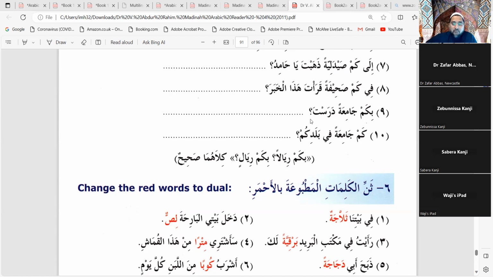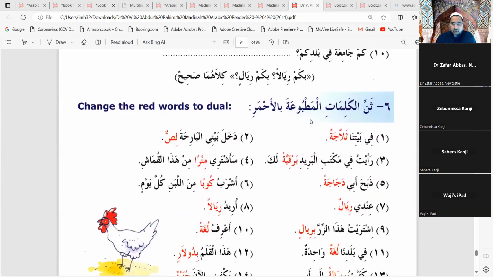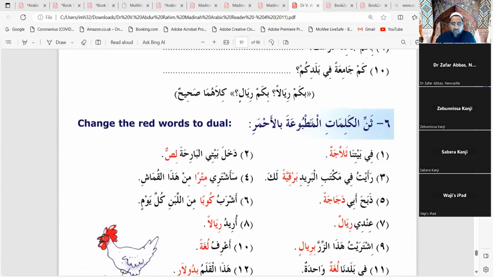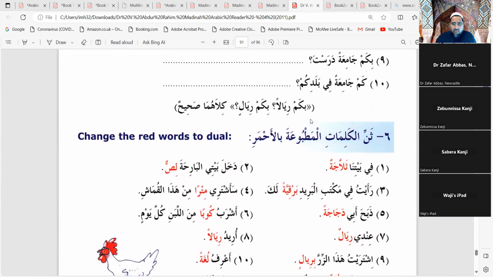Like in this case here, kam jami'atan fi balatikum. The word jami'atun is without alif lam. So in your reply, you will see fi baladina jami'atani. And jami'atani is khabar, therefore it comes in the state of marfu. Assalamu alaikum, Sheikh. After this, there is the first line there, Fi Baitina Thalajatun. This is the example which you just gave. Yeah, that's right.